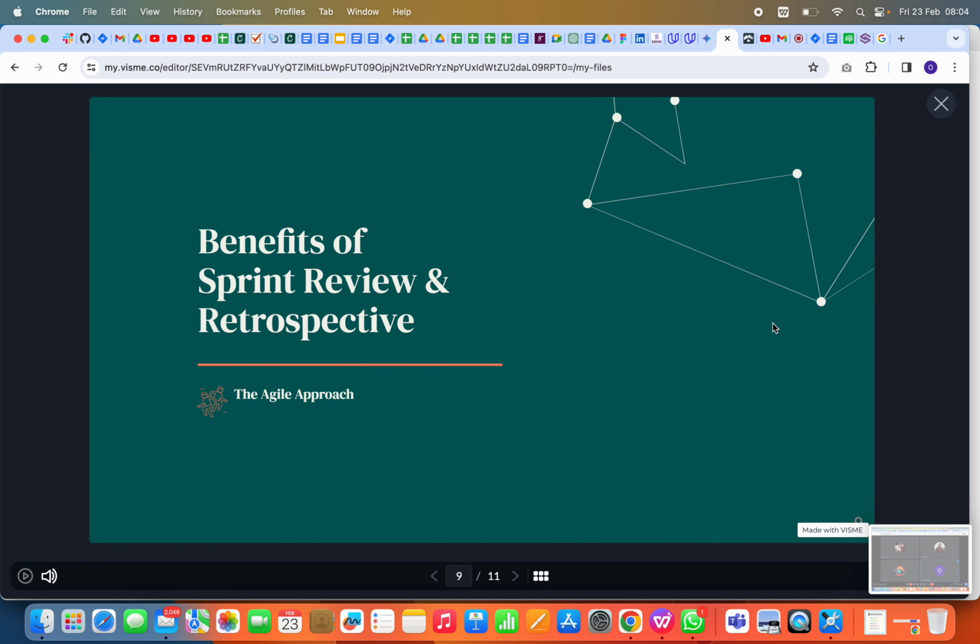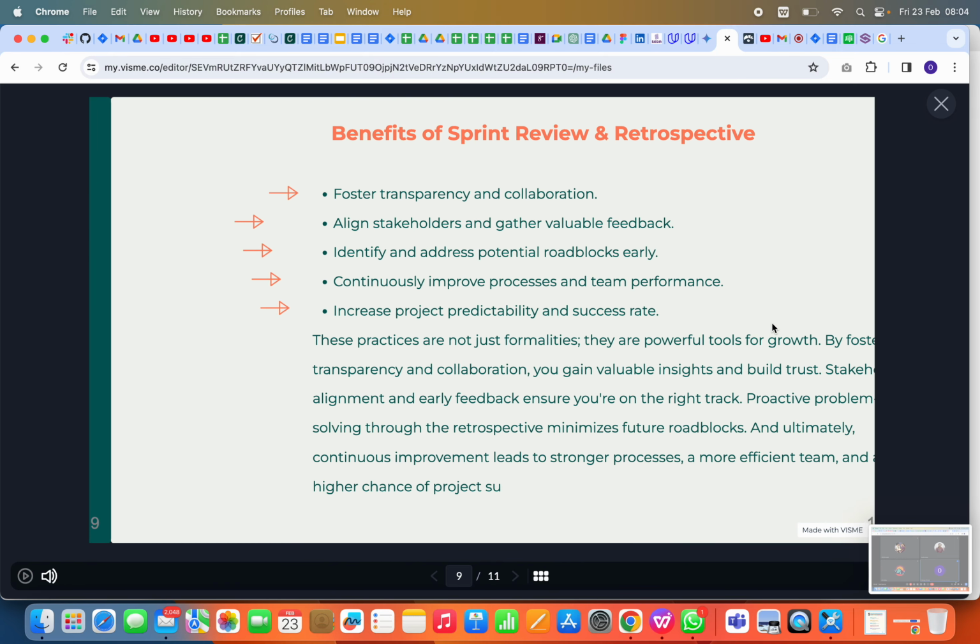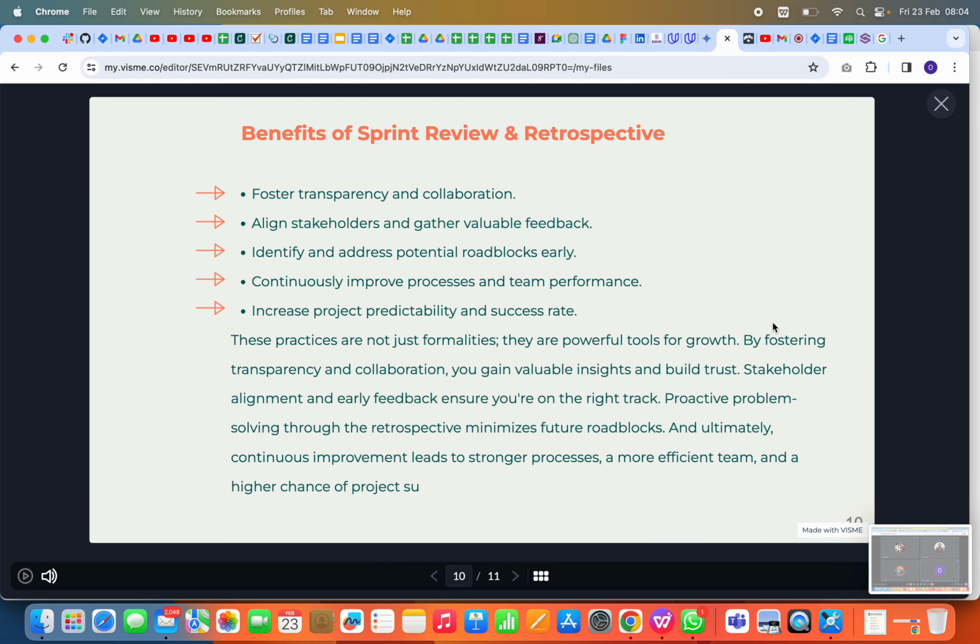So what are the benefits of the sprint review and the retrospective? Number one, it fosters transparency and collaboration. It aligns stakeholders and gathers valuable feedback. It identifies and addresses potential roadblocks early. Continuously improve processes and team performance. So it also increases project predictability and success rate.